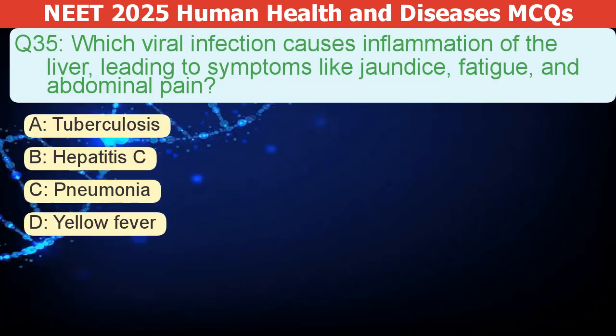Which viral infection causes liver inflammation, leading to jaundice, fatigue, and abdominal pain? A. Tuberculosis. B. Hepatitis C. C. Pneumonia. D. Yellow fever.